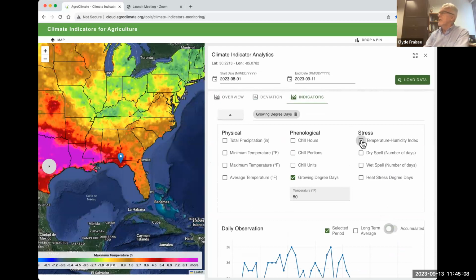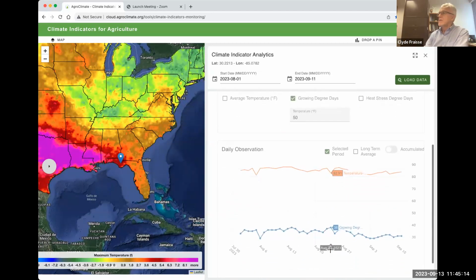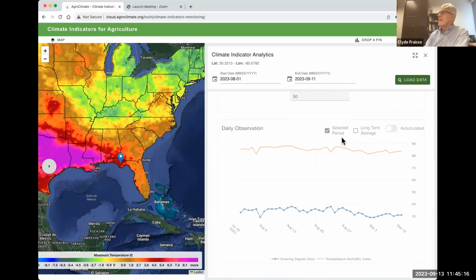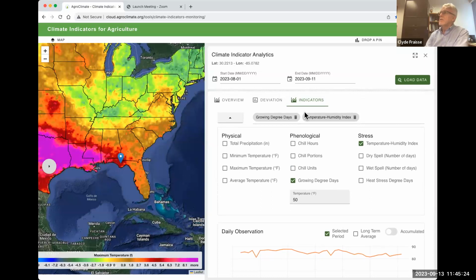There are some other stress indicators like the temperature humidity index, which is used for dairy cows, for instance, if we want to see how much stress they may have had during that particular time. It might be interesting.